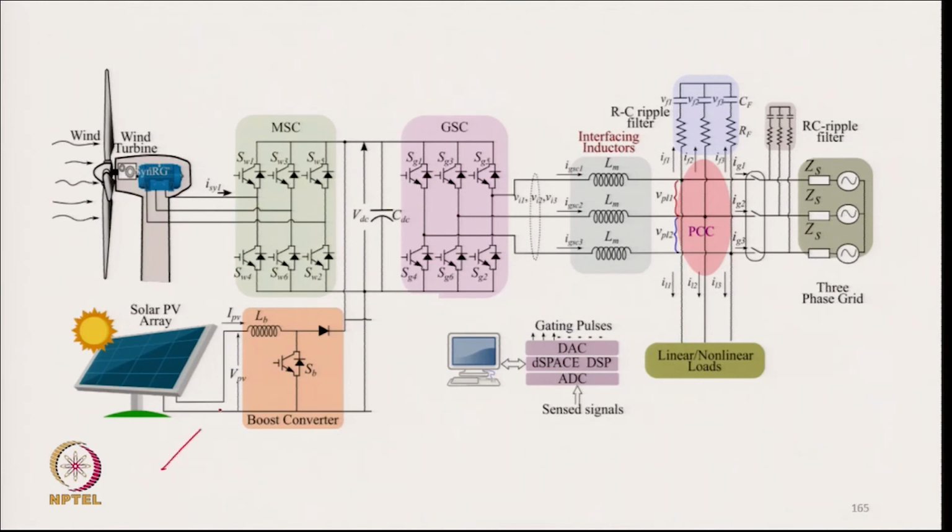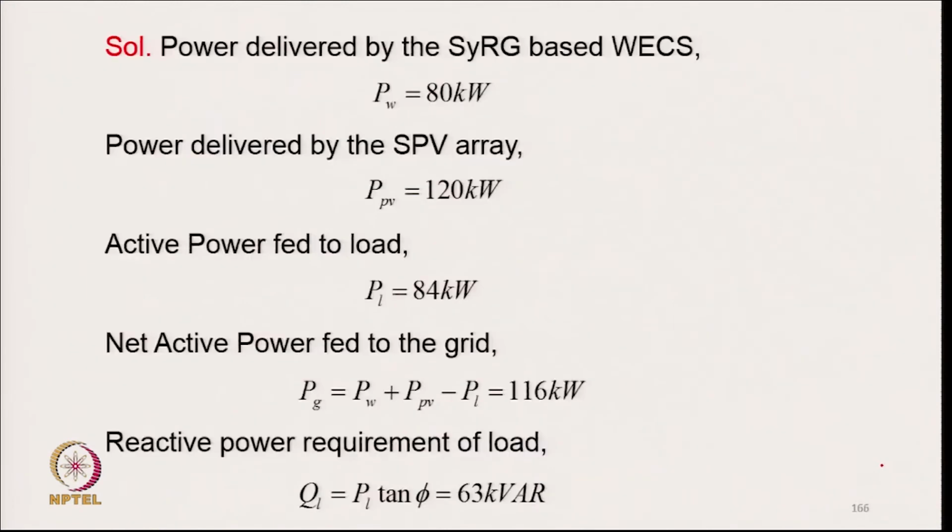So, this is the typical system. We have solar, we have wind, and we have the grid with synchronization and islanding operation mode. So, we have here the wind power generation of 80 kilowatt, then solar generation of 120 kilowatt, then load of 84 kilowatt. So, grid power by calculation is 116 kilowatt, and the reactive power of the load comes to 63 kVAr from the 0.8 lagging power factor.